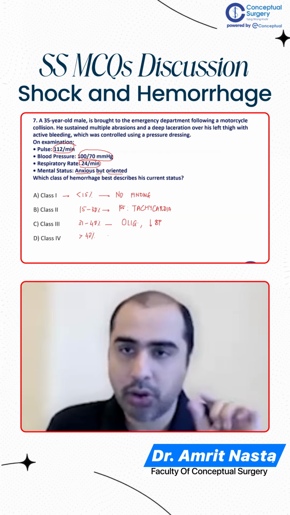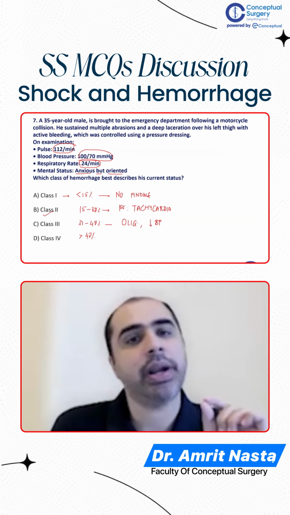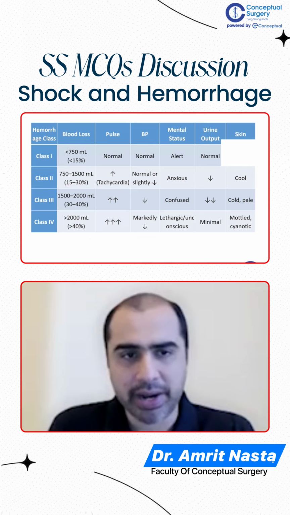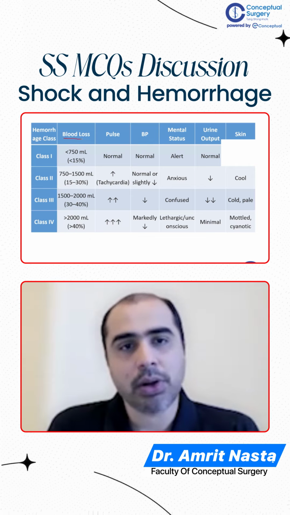So now see the scenario, there is only tachycardia. It means it is a class 2 hemorrhage. Right, it is a class 2 hemorrhage. This is the table, it's there in Bailey. I have just simplified it and put all the facts that we discussed, where you are going to see the amount of blood loss, and the first place where you get tachycardia is class 2 hemorrhage.